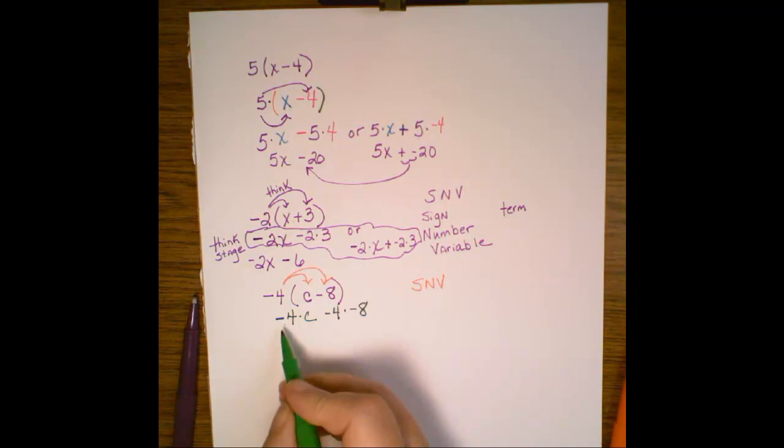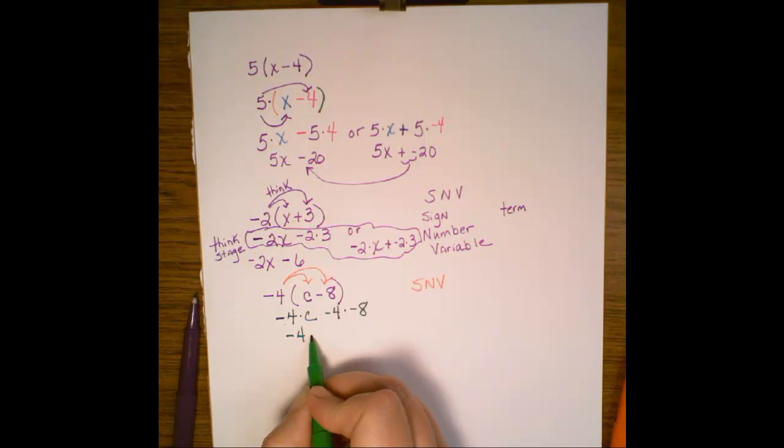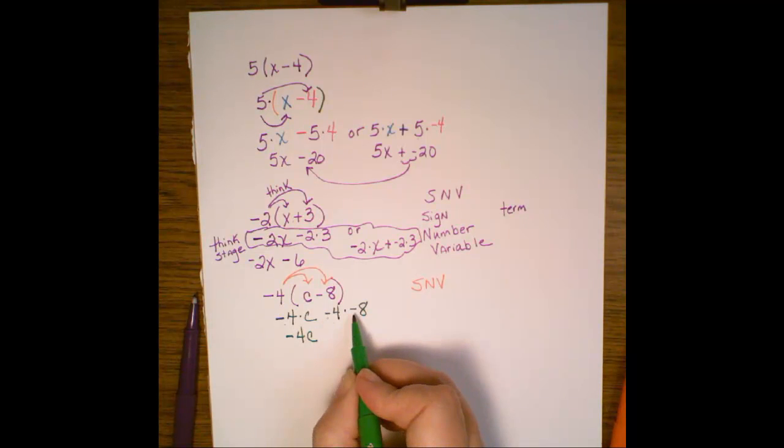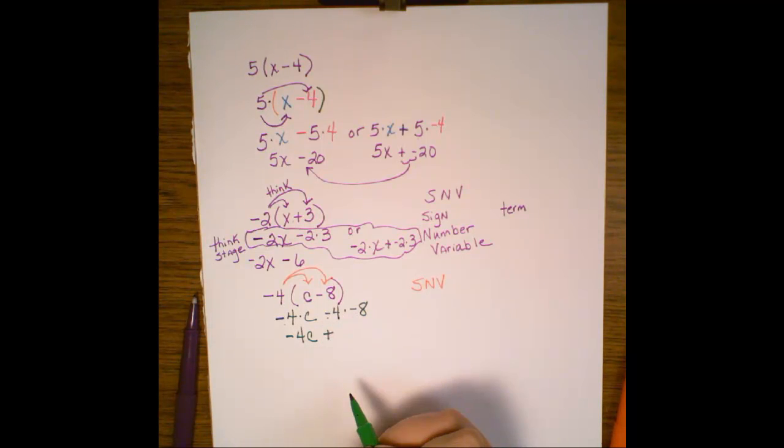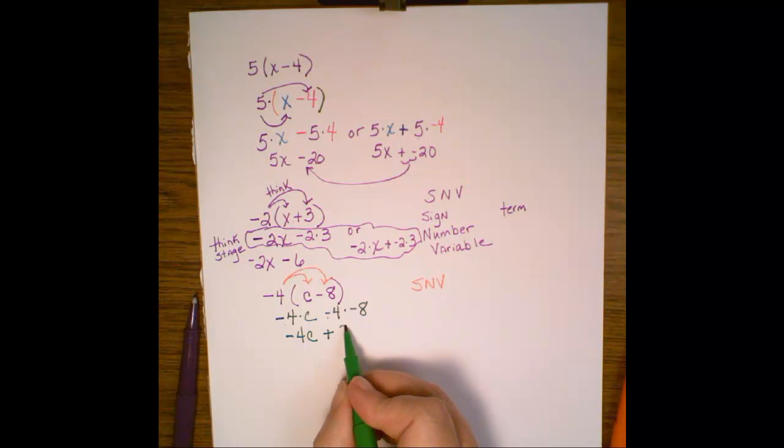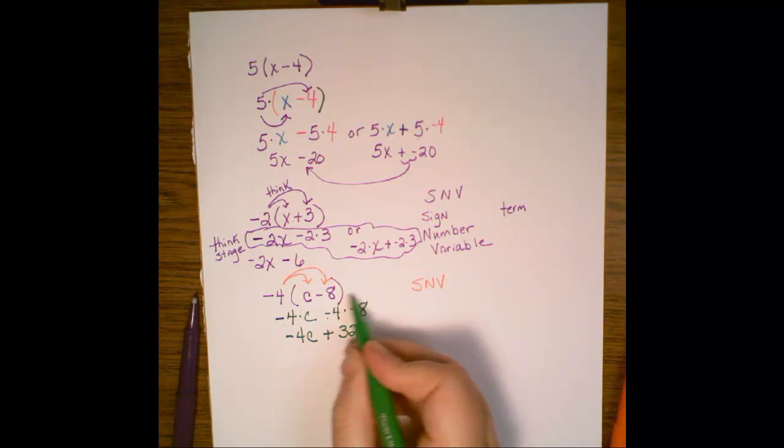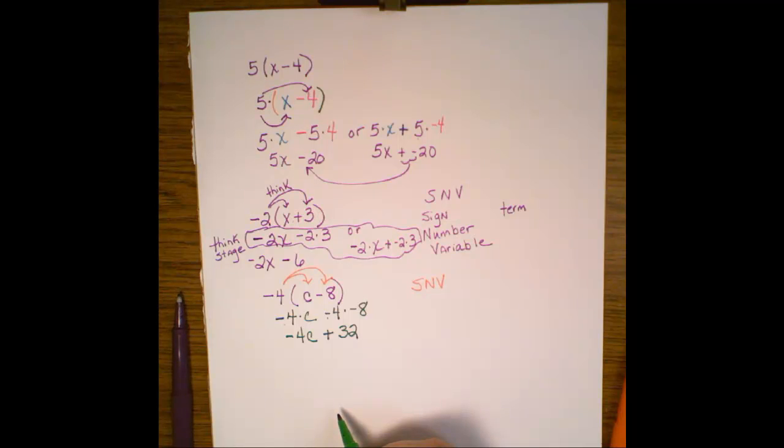Negative 4 times c would be negative 4c. A negative times a negative is a positive, the sign first, and then the number, and there is no variable in the second part.